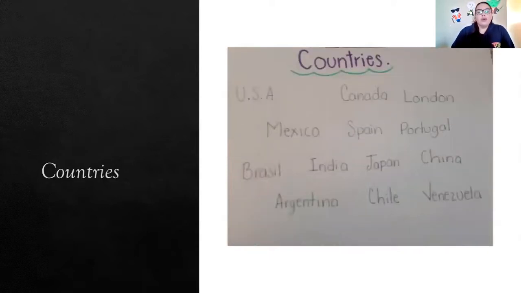And now we're going to have our last example, countries. Every time that I'm going to talk about a country, I'm going to start the name of the country using a capital letter. Here are some examples. Canada has a capital C at the beginning of the word. Portugal has a capital P. Mexico has a capital M. Japan has a capital J. China has a capital C. Or Argentina, it has a capital A.